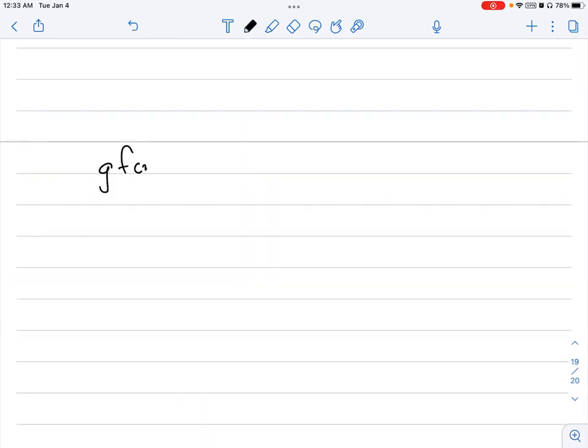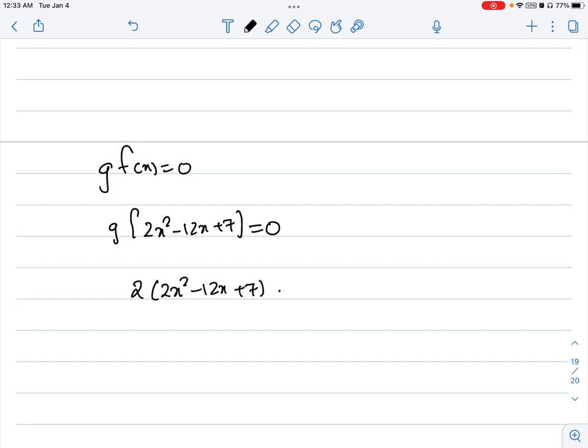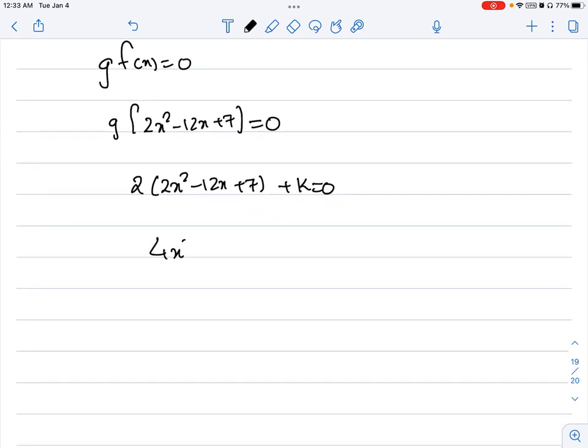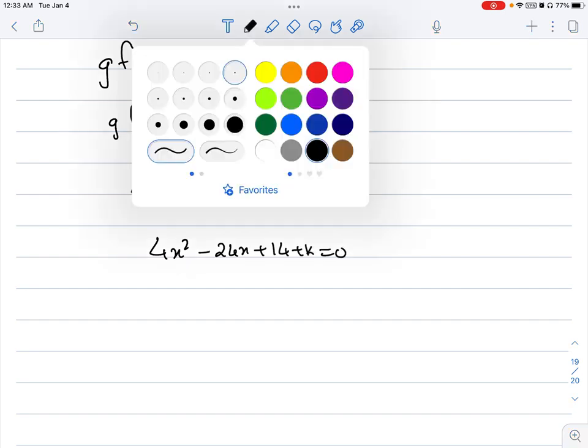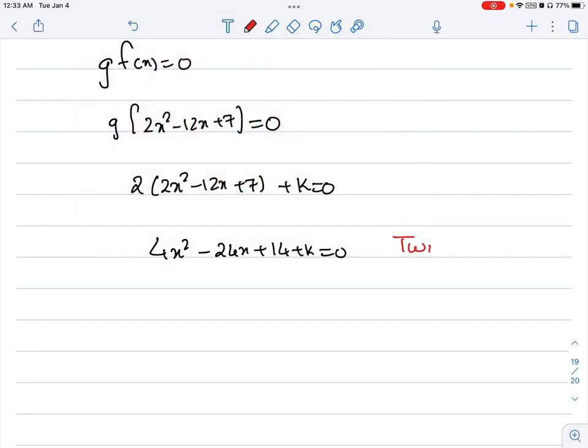g of f of x is equal to 0. So g of f of x is 2x squared minus 12x plus 7, and g of x is 2x plus k. So 2 times (2x squared minus 12x plus 7) plus k is equal to 0. So it becomes 4x squared minus 24x plus 14 plus k is equal to 0, but it has two equal roots.